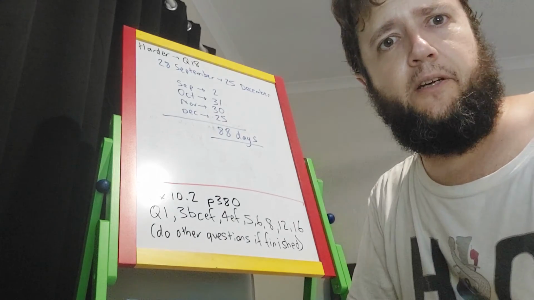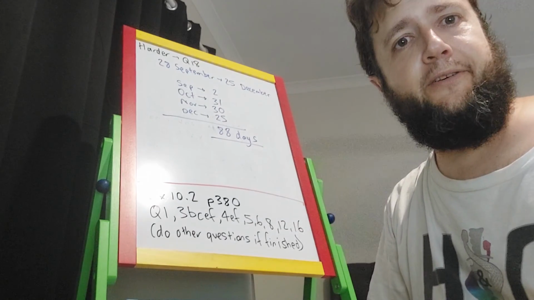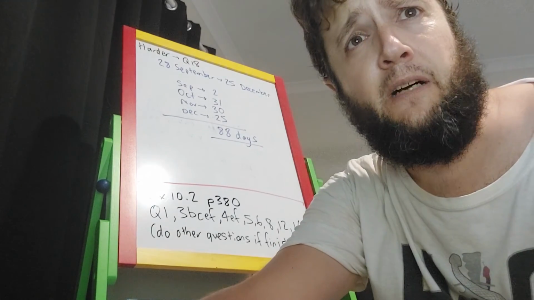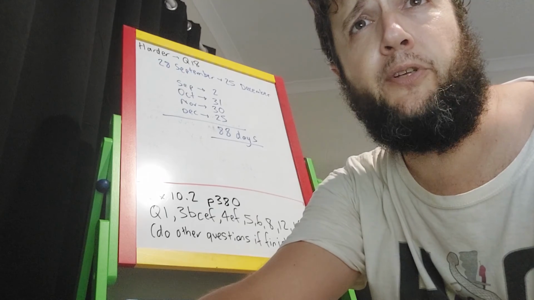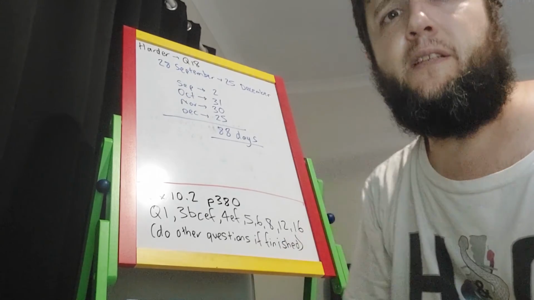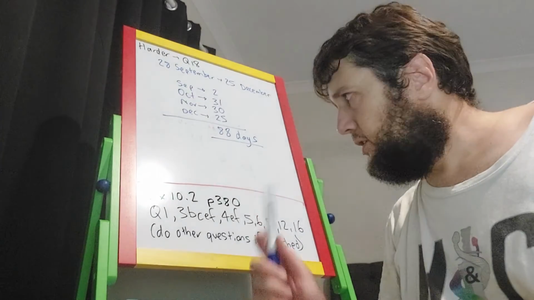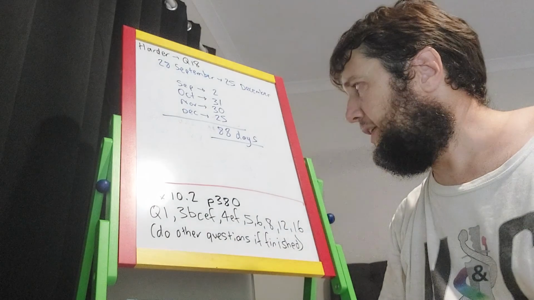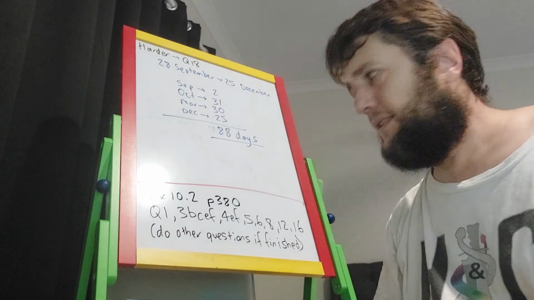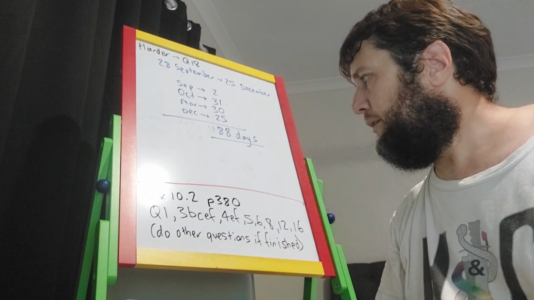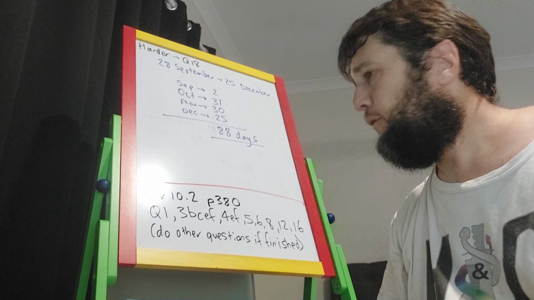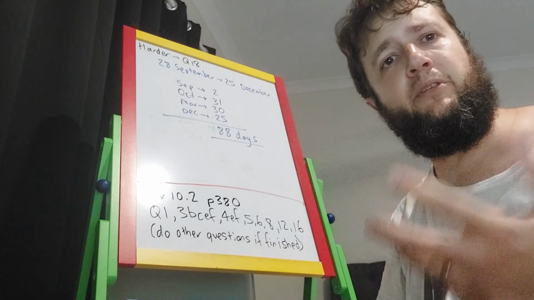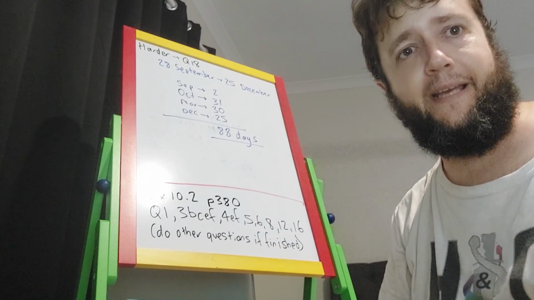All right, so with that in mind, you are now free to go and work on all the time sections. I've covered the content for both classes today. So from there, you need to look at exercise 10.2 on page 380. So that's questions 1, 3 BCEF, 4 EF, 5, 6, 8, 12 and 16. And remember to do other questions if you complete them.